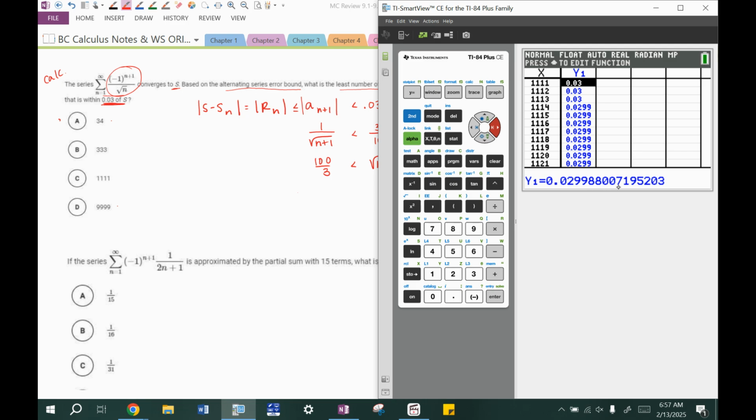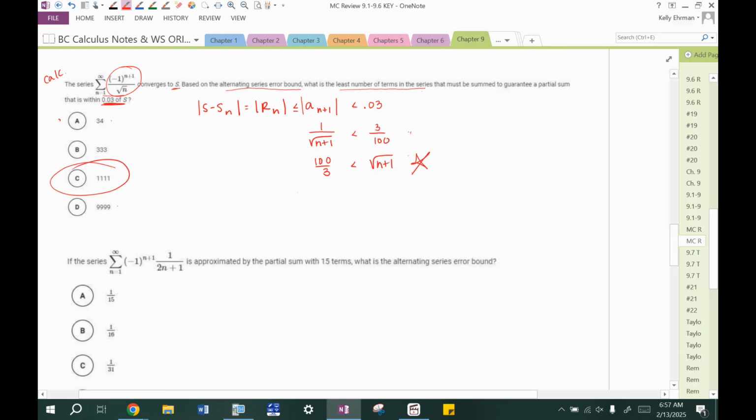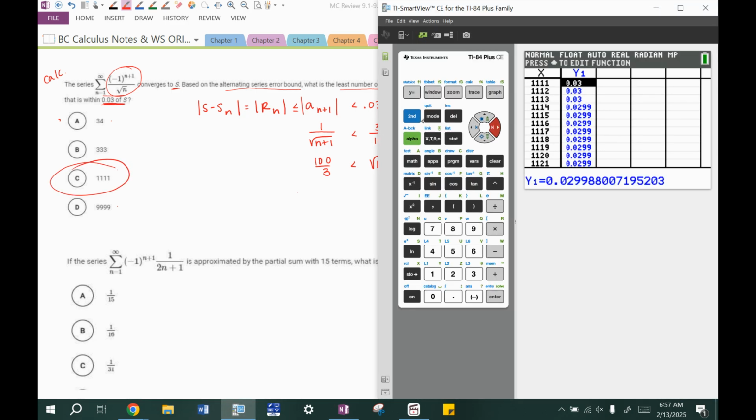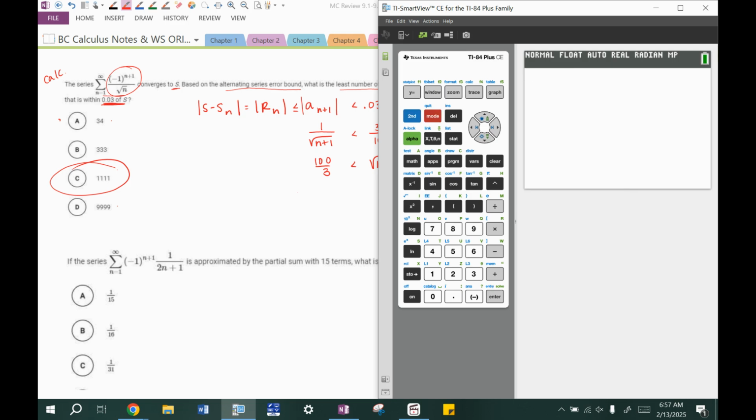This is less than 0.03 because we're not rounding. So that is the smallest number. Even though more terms will obviously work and be more accurate, the 1,111 is the minimum. Now, why wasn't that working the other way? Let me see. What was I doing?